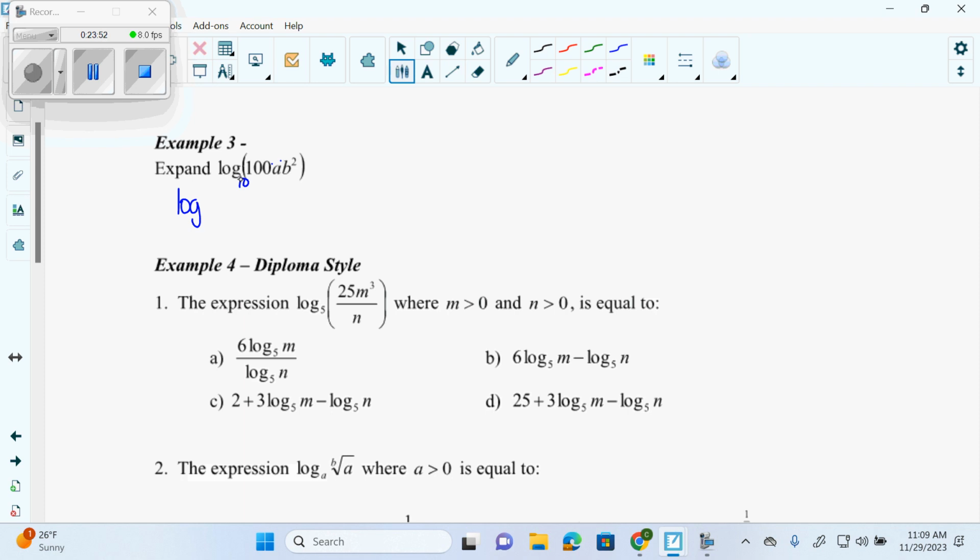So this one I'm going to get log base 10 of 100, which if I didn't put the base 10, that wouldn't scream to me that that's the answer of 2. So that's why I put the base 10. Log base 10 of 100 plus log base 10 of a plus log base 10 of b squared. And then log base 10 of 100 is 2, plus log a, because they won't write the 10. And then they'll probably drop the 2 in front. So plus 2 log b.